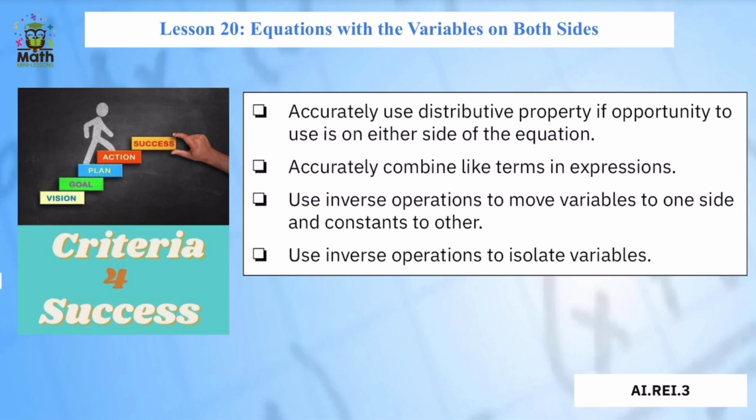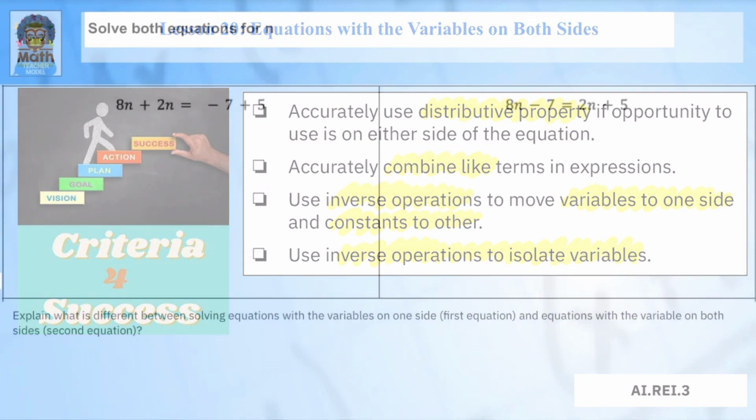So here's what we're looking for. We're looking to see that you can distribute properly if there is an opportunity for that, and that you're combining your like terms accurately, and that you're using your inverse operations to isolate the variables. So we're using inverse operations to put constants next to each other and variables next to each other. We want them on the same side, variables together, constants on the other expression, and then we're going to isolate those variables. So let's jump in and see what this looks like.